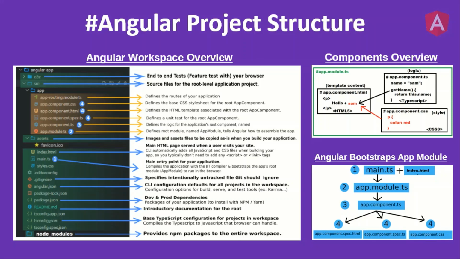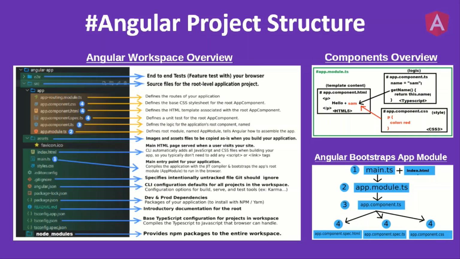Assets contains the images and assets file of our application. For example, here, we have a favicon for our tab. Index.html contains the main HTML file served when the user visits your website. Angular CLI automatically loads JavaScript and CSS file when building your app. You don't need to add any script or link tag.